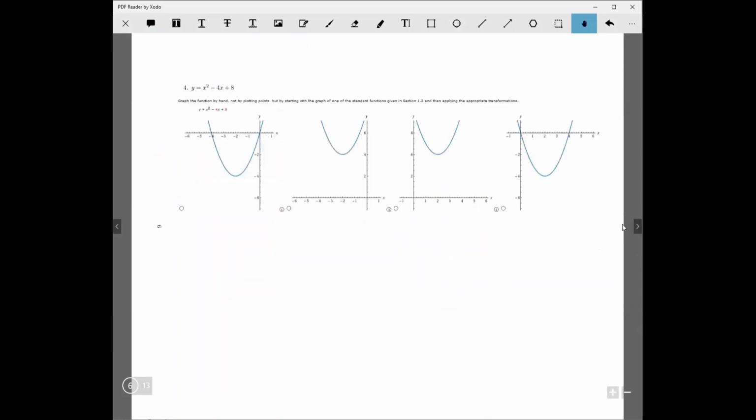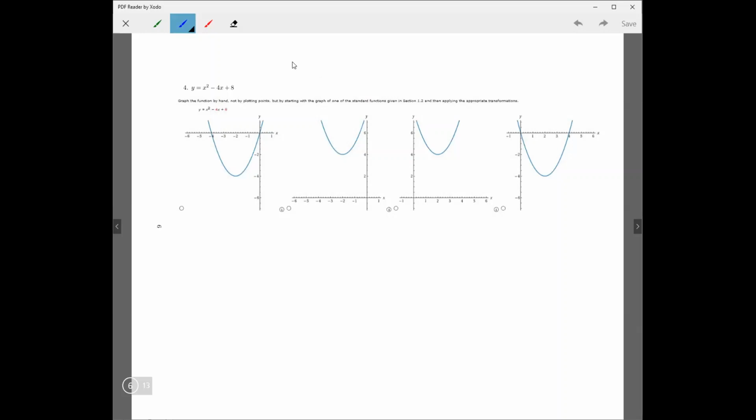Okay, number 4. So it says graph this function up here, not by hand, not by plotting points, but by starting with the graph of one of the standard functions and then applying the appropriate transformations. Okay, so let me just show you how. This is probably really confusing as to what they want you to do, but basically they want you to use transformations to do it.